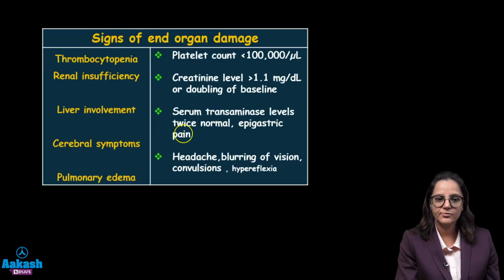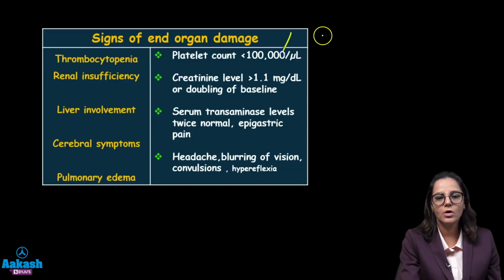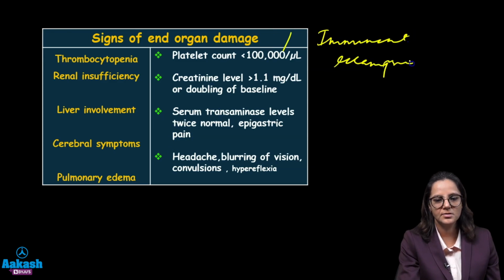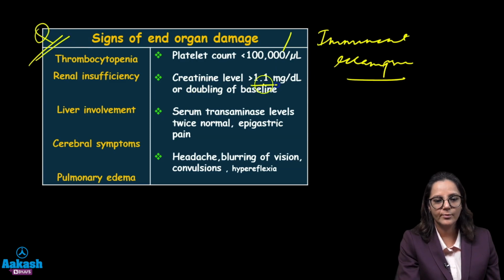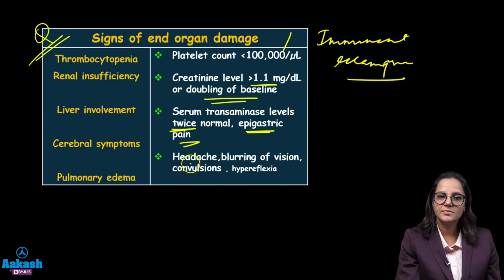So let's go through the explanation first. The signs of end organ damage or imminent eclampsia are the same, so don't get confused between these. It's very simple. Thrombocytopenia, platelet count less than 1 lakh. You just need to remember this entire table. Renal insufficiency when the creatinine level is more than 1.1 or doubling of the baseline. They have asked each and every point from the table. Liver involvement where the serum transaminase level is twice the normal. Also there is epigastric pain. Cerebral symptoms: headache, blurring of vision, convulsions, hyperreflexia, and pulmonary edema.